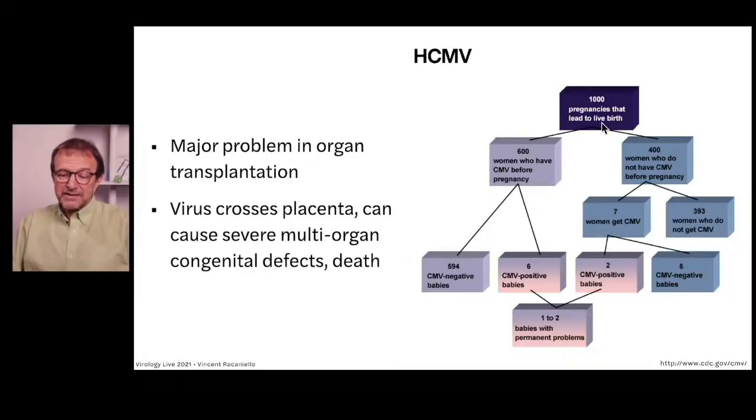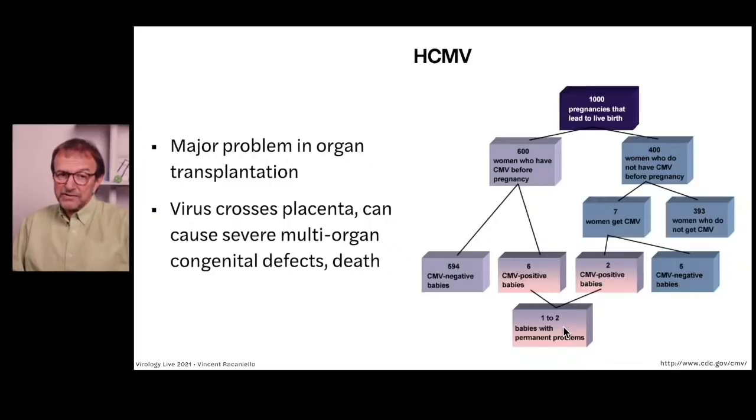So 1,000 pregnancies leading to live birth. 600 of those women will have CMV before pregnancy. Most of them give birth to CMV negative babies, but a few do have CMV positive babies, and 1 or 2 of those will have permanent problems. So 1 to 2 out of 1,000 live births. 400 of these women do not have CMV before pregnancy. Most of them don't get it during pregnancy. Some do. 5 out of those 7 give birth to CMV negative babies, 2 positive, and of those, 1 will have a problem. So you can get an idea.